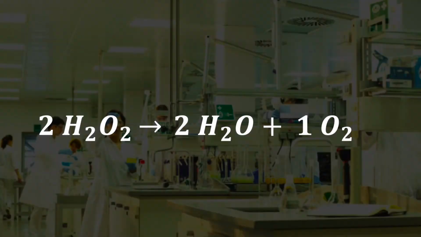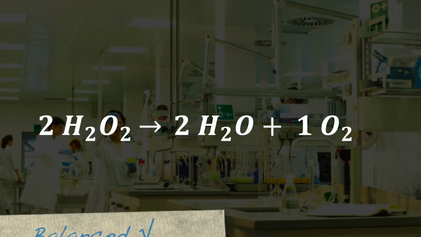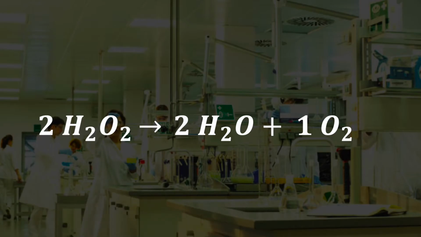And now we have 2H2O2 produces 2H2O and 1 O2. Perfect. And now the equation is balanced. And that is the basics of stoichiometry. And we just used it to balance a real chemical equation.